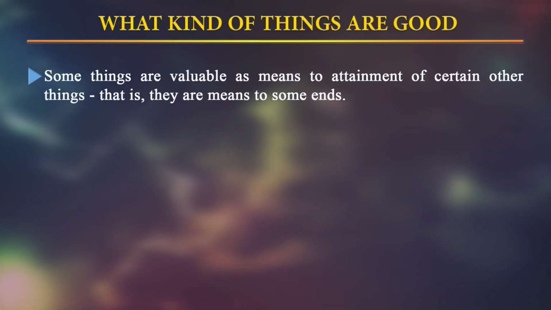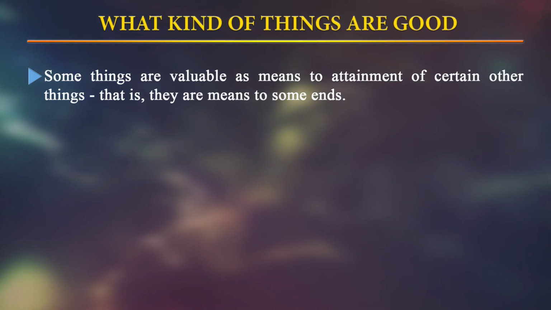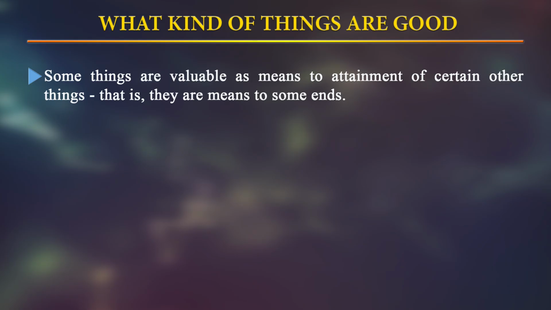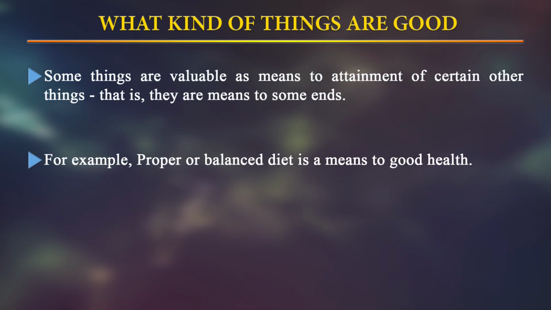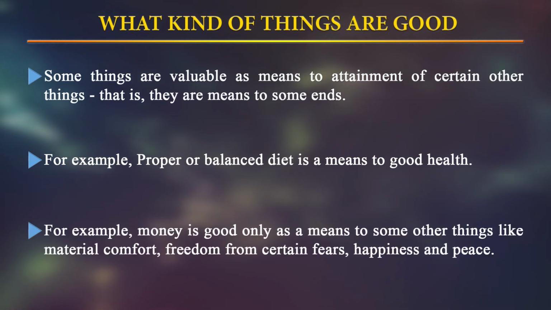Let us look at it in more detail. Some things are valuable as a means to attainment of certain other things. That is, they are means to some ends. For example, a proper or balanced diet leads to good health. So, it is a means to attain good health. Another example is money.